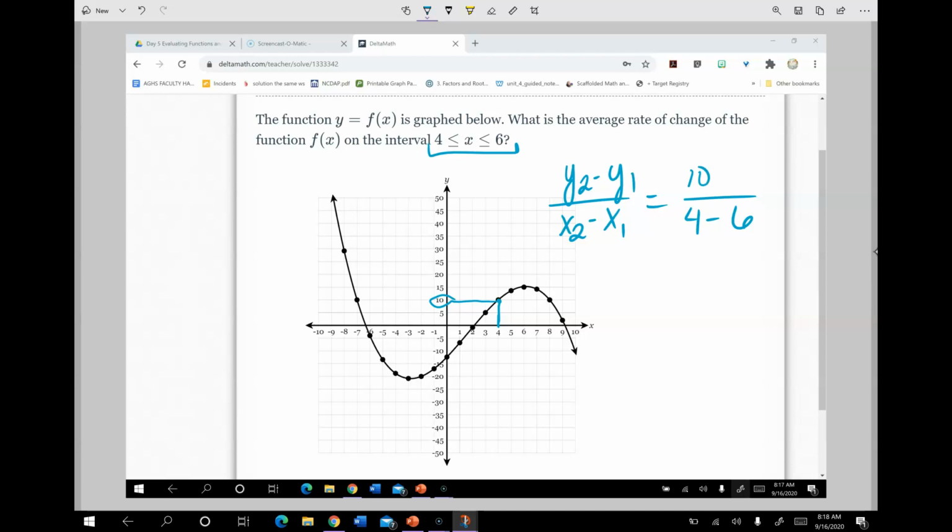It's 10. Okay? That's why I want you to stick to the formula instead of doing the rise over the run for the graph like you do with linear, because sometimes it's scaled differently and then you've got curves and then it's just so much easier to do the formula. Okay? And I think it's better when you keep the same steps. So minus, now we're going to look at 6. When x is 6, what's my y value? 15. So 10 minus 15 is going to be negative 5. 4 minus 6 is going to be negative 2. So this is going to be 5 over 2.